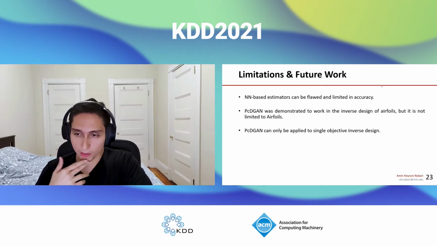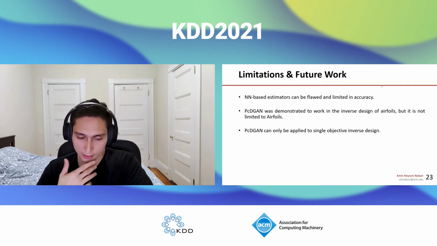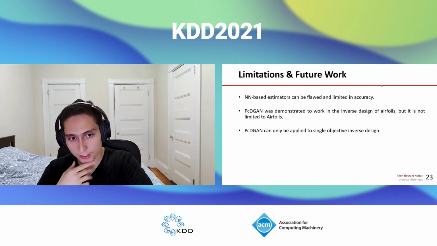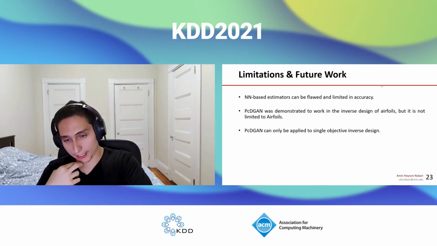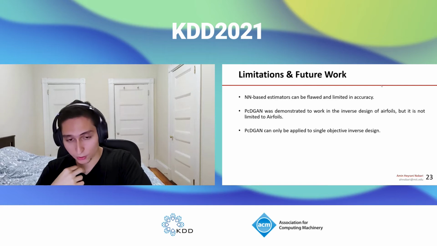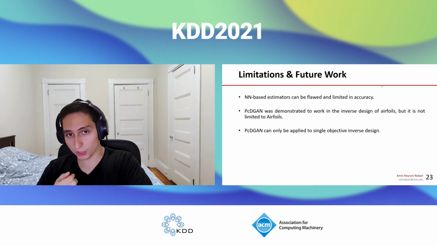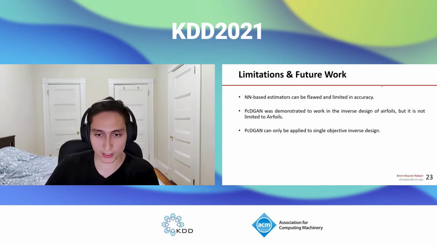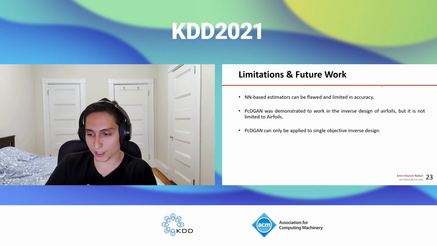The other part is that we only had demonstrated for the airfoil case in a 2D example, but PcDGAN is a general architecture which in the future can be applied to different domains such as image generation. And PcDGAN has a huge limitation that it can only be applied to a single objective inverse design. However, in most cases in engineering design, there are multiple objectives that need to be met, and this is something that also has to be done in the future.